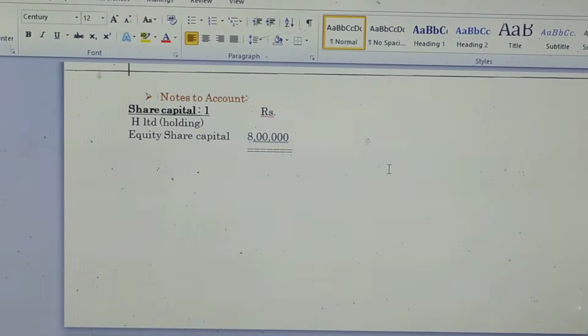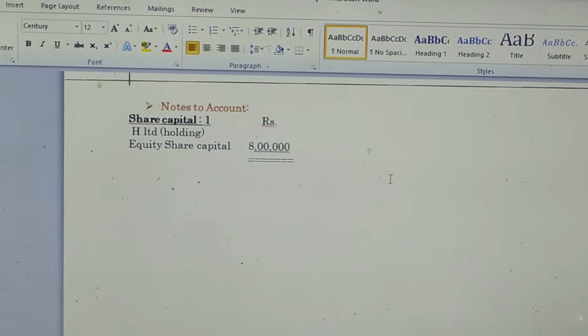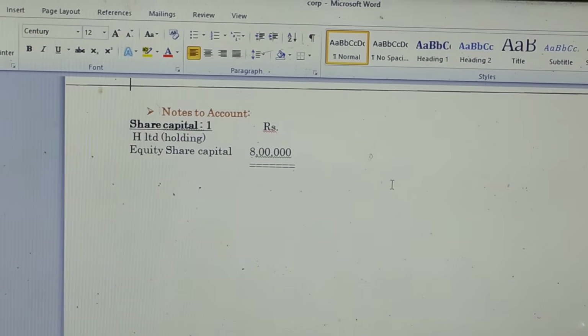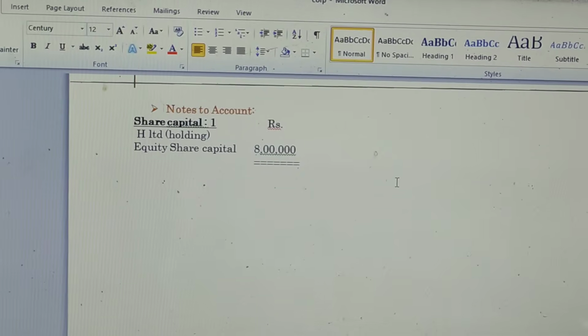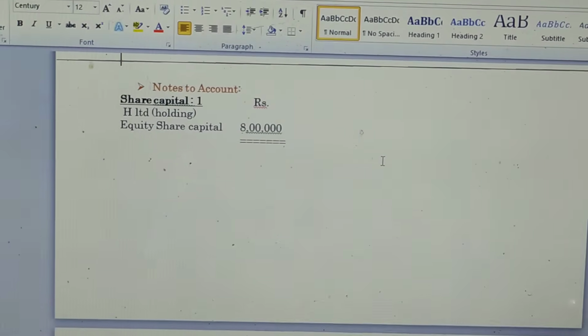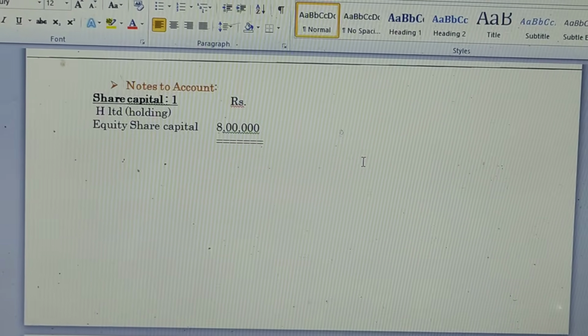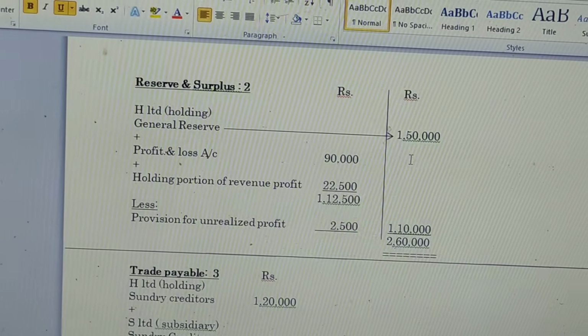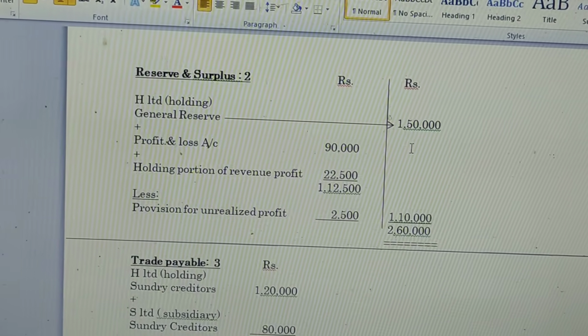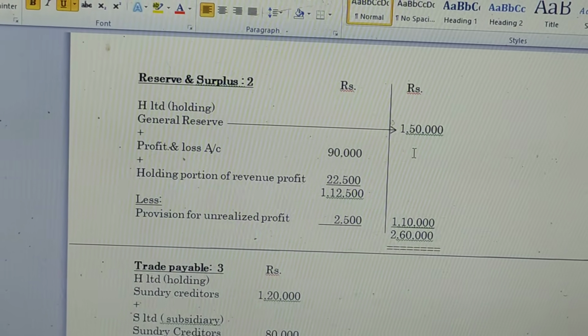Then we are going to prepare the notes to account. Note number 1 is share capital. Under the share capital, we have to mention H Limited holding. Equity share capital of H Limited is 8 lakhs. Note number 2 is reserve and surplus. Under the reserve and surplus, we have to mention H Limited holding.